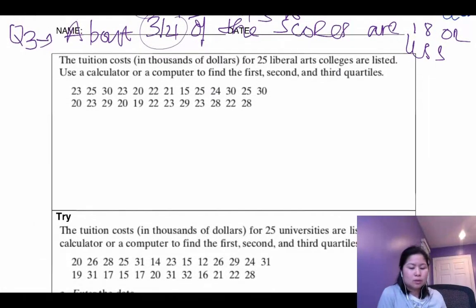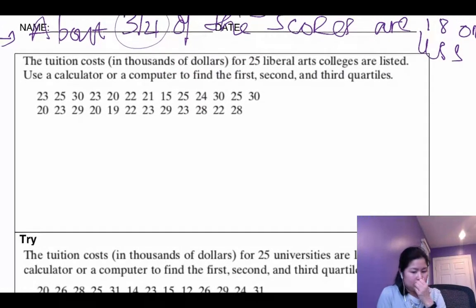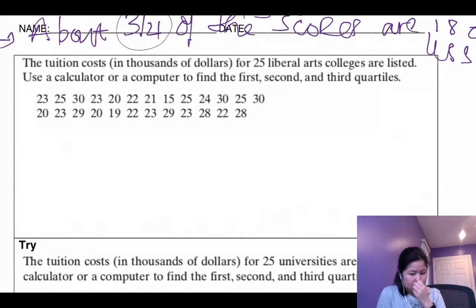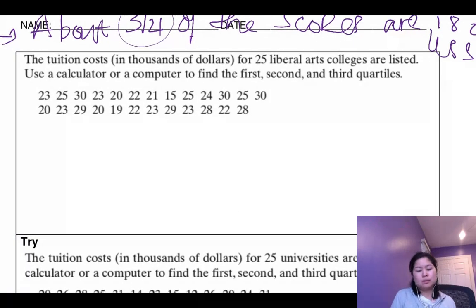This is the tuition cost in thousands of dollars for 25 liberal arts colleges, okay? We're not going to use it for now. I will show you how to use a calculator or the Google Sheet to figure out the first, second, and third quartiles. But before we do that, I'm going to ask you to do this by hand. I know there's 25 numbers. The only annoying thing is you have to list them in order, okay? So go ahead and start.